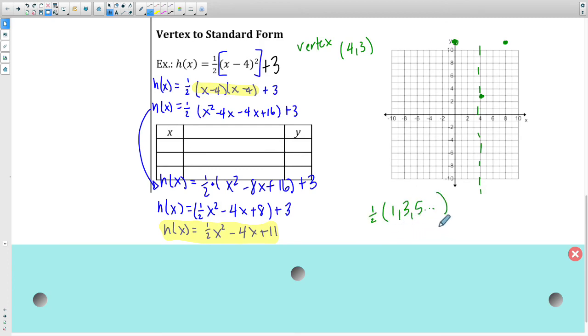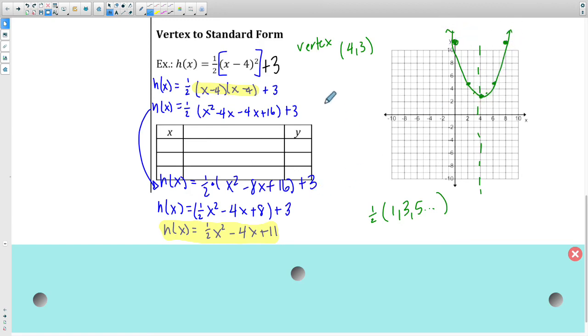Okay, now my odd number rule is now multiplied by 1/2. So now I know I'm going to go from my vertex up 1/2 and over 1, up 3/2 or 1.5 and over 1, and so forth. But look, I have these up here that are going to help guide me. So if I'm not so good at counting by fractions on my graph, I've got these as well. And so now those help me to fill in my parabola like this.